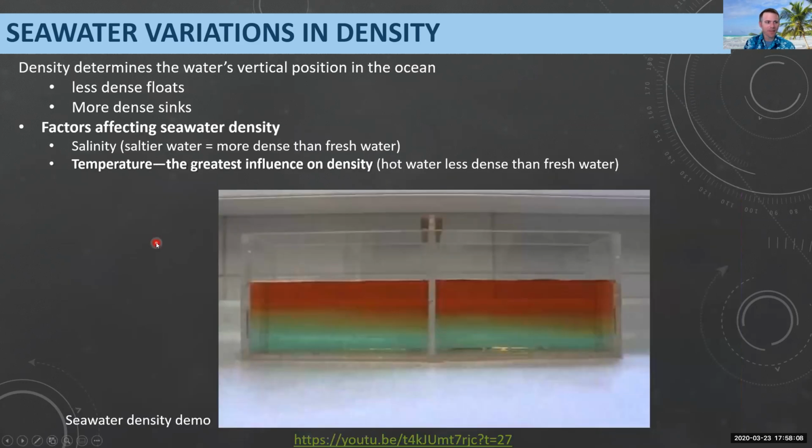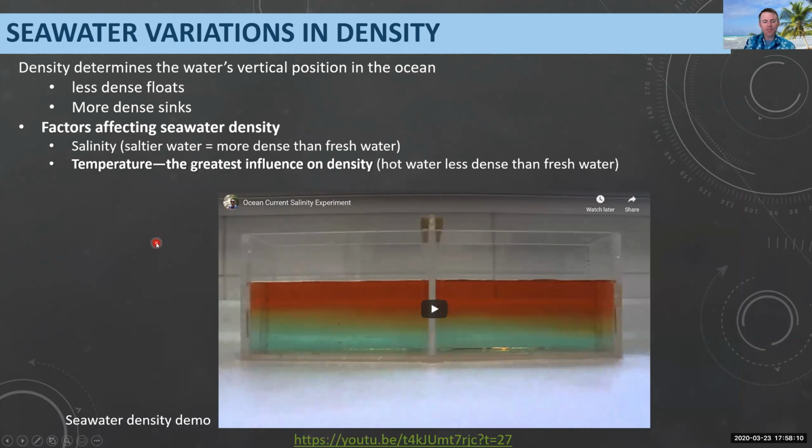So here's the point, right? Less dense things float, more dense things sink. And this is going to be the impetus for how we get ocean water to move on a large scale over big, huge, long time periods. There's a couple of things that affect the saltwater density, right? Number one is the salinity. So how salty is it? Things that are more salty are going to be more dense. Fresh water is less dense than salt water.